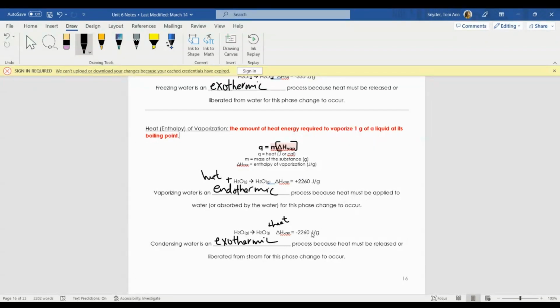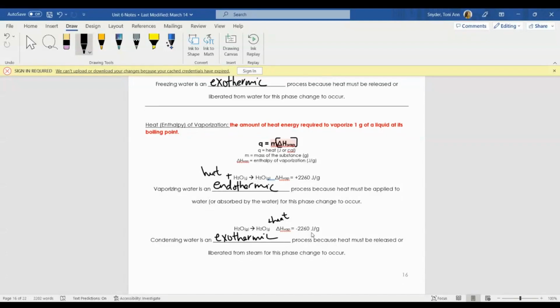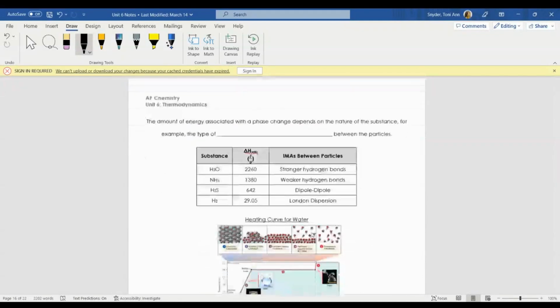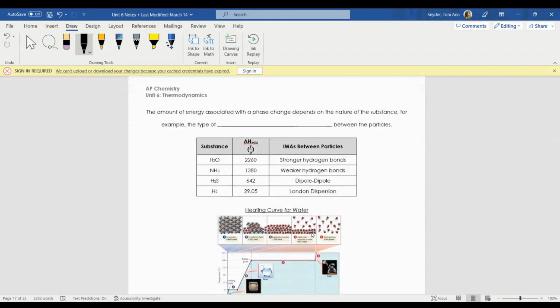And I think that makes a lot of sense based on what we've talked about with Hess's law. We're actually not going to do any practice with these in here because we're going to do practice with those in class. But anyway, let's take a look at some heating curves. College Board loves a good heating curve and explaining the heating curves. So the amount of energy that's associated with a phase change depends on the nature of the substance, for example, the type of intermolecular forces, bringing it back to Unit 3, the type of intermolecular forces that are present between the particles.